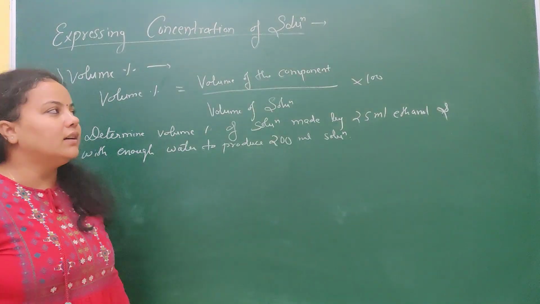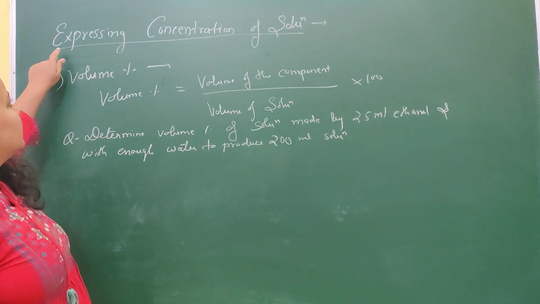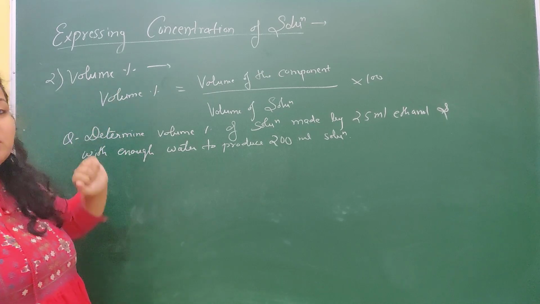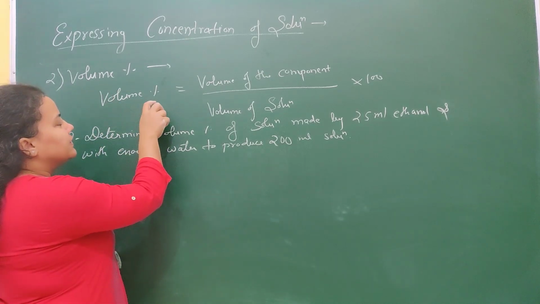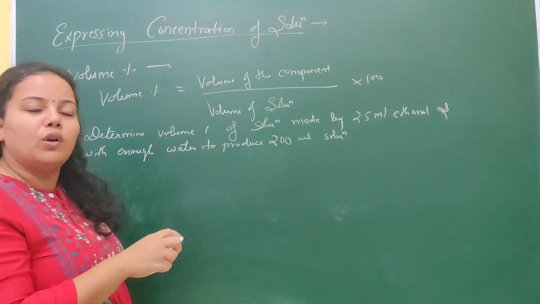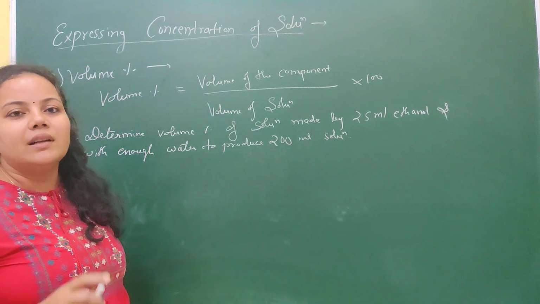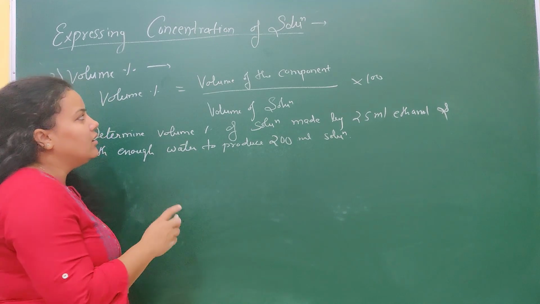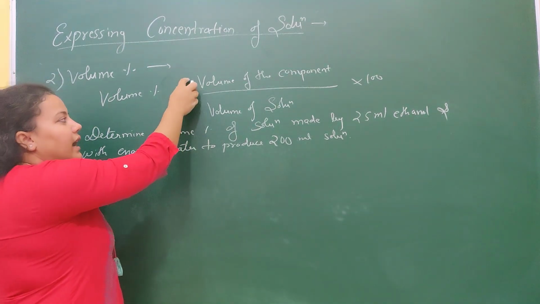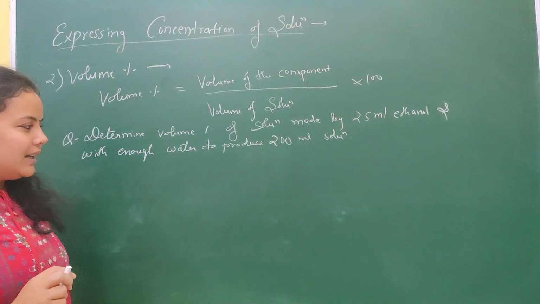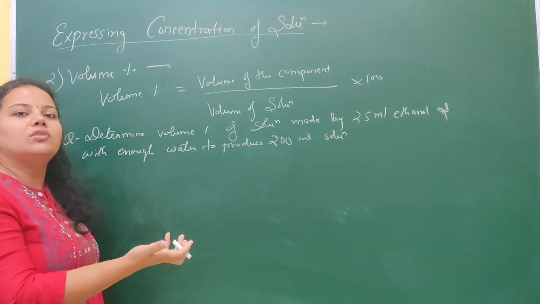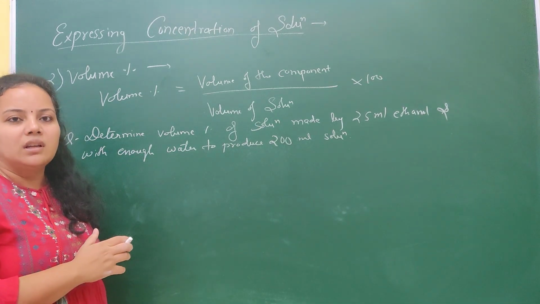Now the second important factor which expresses concentration of solution is volume percent. Volume percent is nothing but volume of the component upon volume of solution into 100. There we had mass and mass, here we have volume and volume. It is just a different way of expressing it if the solution is liquid.